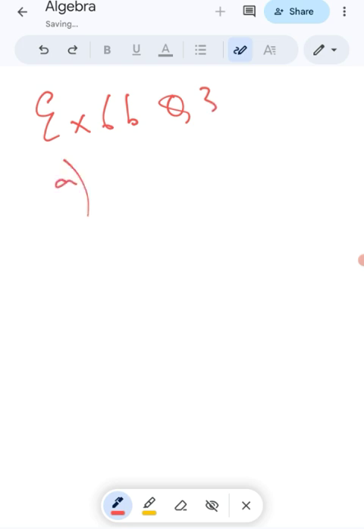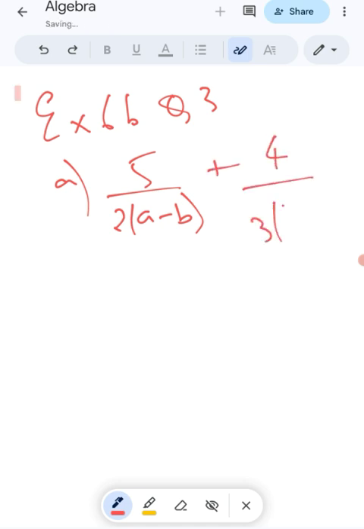It says that 5 upon 2 bracket A minus B and plus 4 upon 3 B minus A.